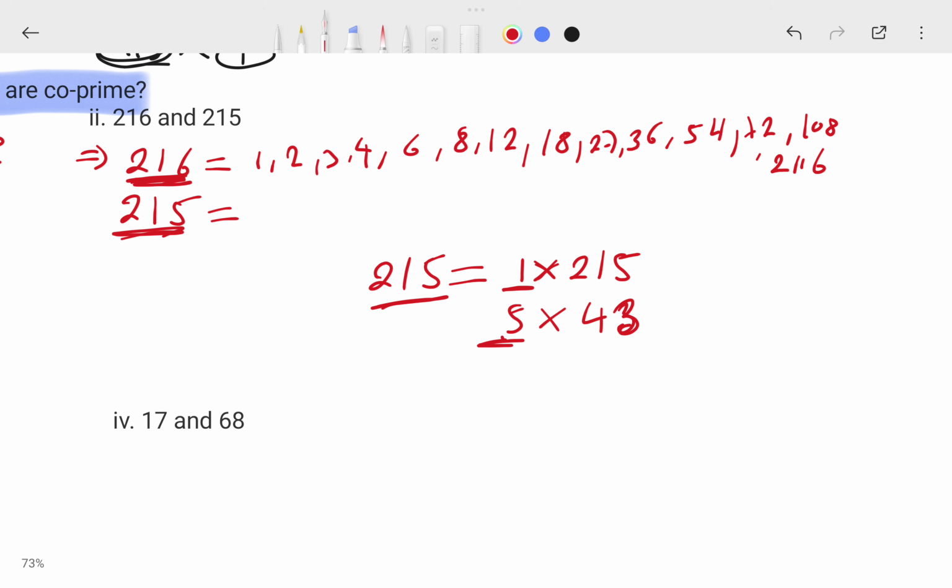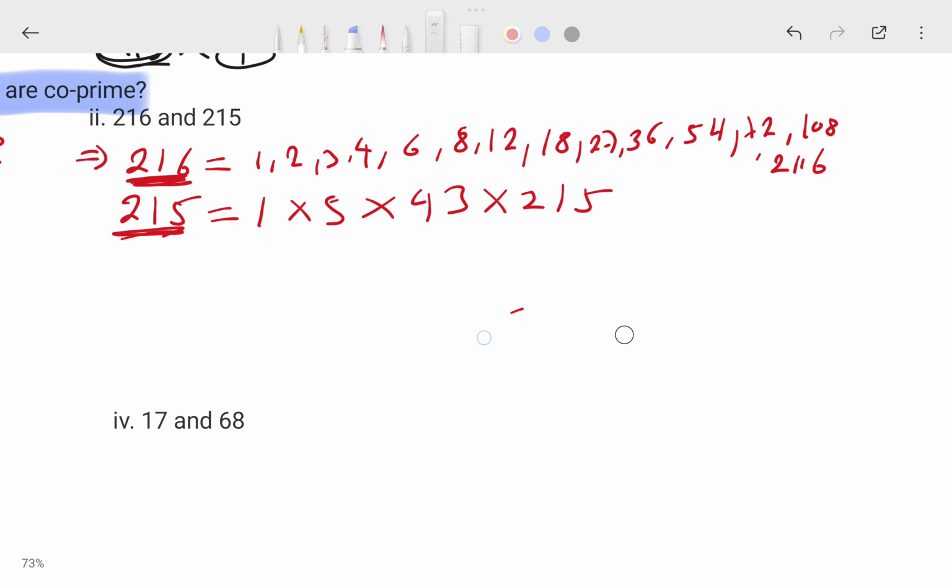So lastly, the factors of 215 are simply 1, 5, 43, and 215. This one, this one, this one, and this. So these are the factors of 215. If you see the factors in this one, which is common? Only 1 is common.